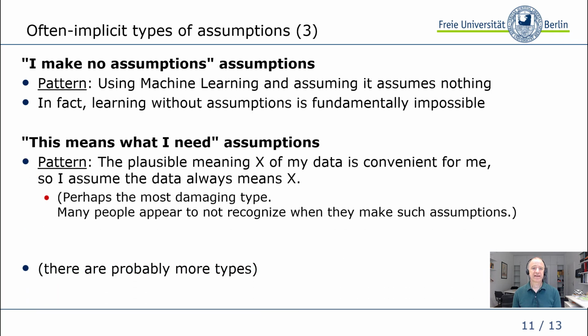The final class is the "this means just what I need" assumptions. The pattern here is that there are several plausible meanings of my data, say 3 different meanings. And one of those meanings is quite convenient for me in order to answer my research question. And I now make the assumption that this one meaning is the only meaning of this data, where in fact I cannot know. This may be the most damaging type, and it is my impression that very many people don't even recognize when they are making such an assumption.